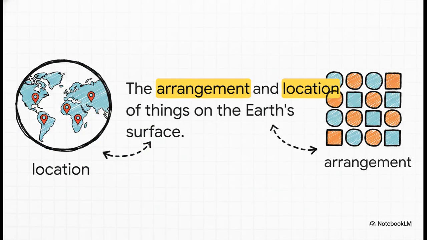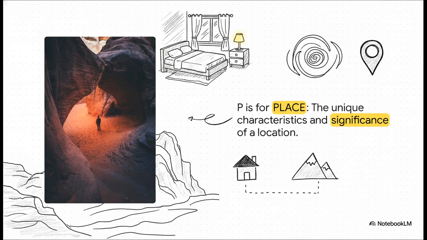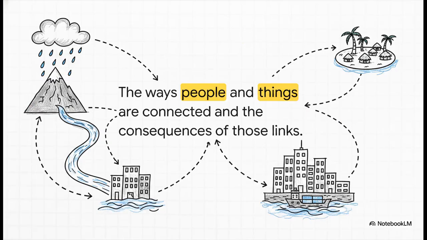Okay, first up, S is for space. This is the where of geography. But it's not just about a dot on a map. It's all about how things are arranged, the patterns they make, and how we organize that space. Next is place. Now, this is what turns a simple space into somewhere meaningful. It's the unique character, the feeling, and the importance we attach to a location, whether it's your own bedroom or a huge, breathtaking canyon.